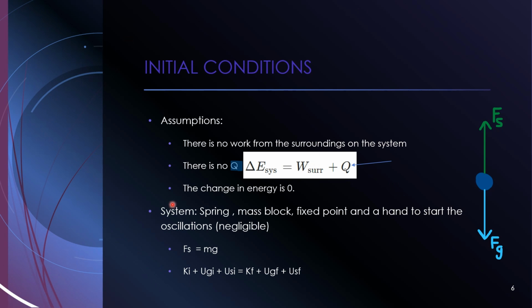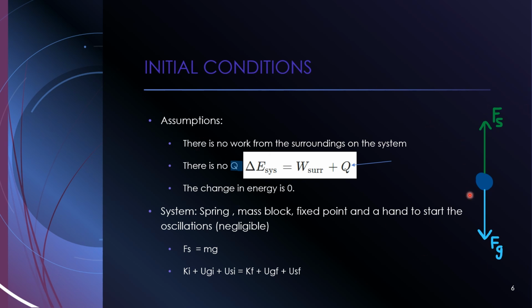Now, the initial conditions. We can assume that there's no work from the surroundings on the system, and there is also no Q in our energy formula. So the change in energy is just going to be the work in this case. And we can also assume the change in energy is 0. Now, the system itself is the spring and the mass blocks, all fixed to a point, and technically there is a hand to start the oscillations, but since we are having that as our starting point, we are still saying there's no work from the surroundings on the system.